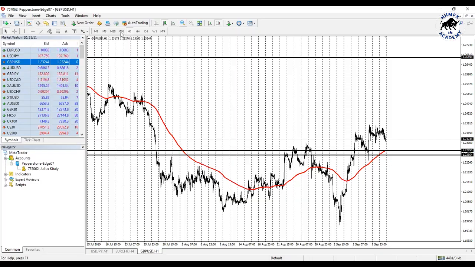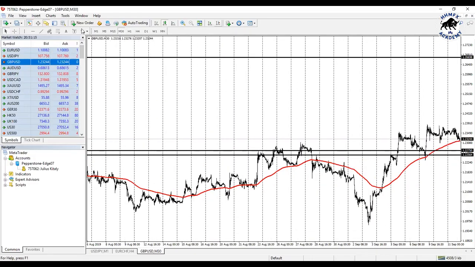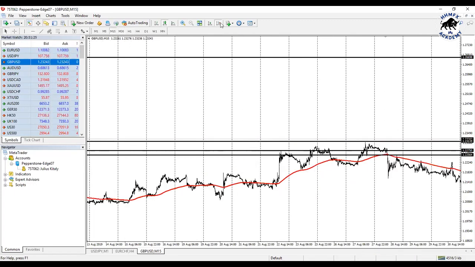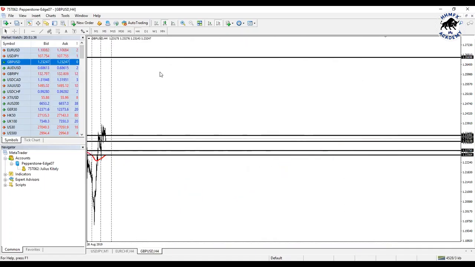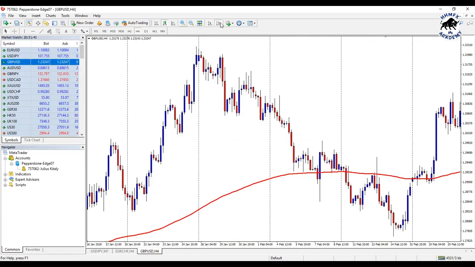You just keep moving to 30 minutes. You just draw it again there. Just keep moving up to 15 minutes. Just draw it there. Now, after that, come back to 4 hours and now expand your chart.